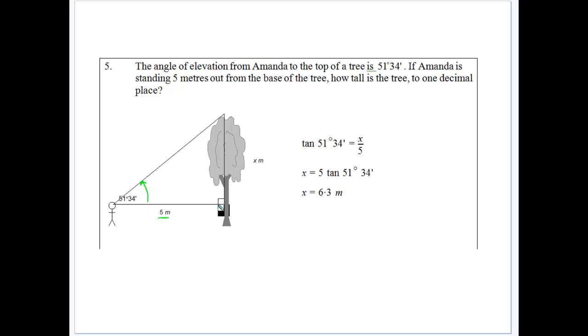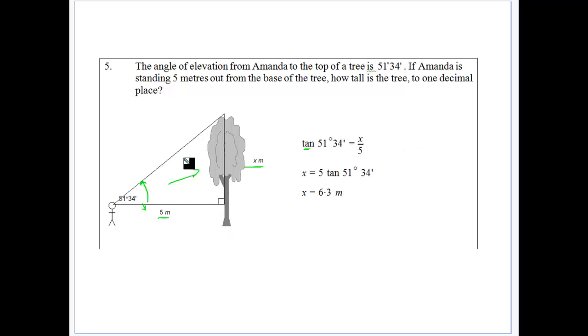Now, we're approximating here because we haven't taken into account how big Amanda is, but we can't do much about that. We've given no data there, so we can only do our best with what we've got. We want to have a look at the two sides we've got. We've got our opposite side and the adjacent side, which means we're going to use the tan ratio. So tan of that angle would be x on 5.